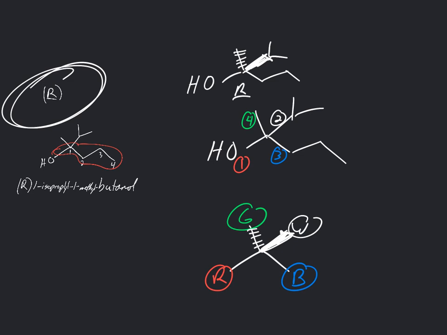So that's kind of the method to do this. Rank them, then redraw it, use your model, and then make sure you fill in all the rest of the carbons, don't lose anything, and draw the wedges and hatches to show the final thing.